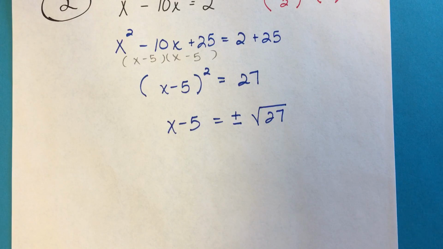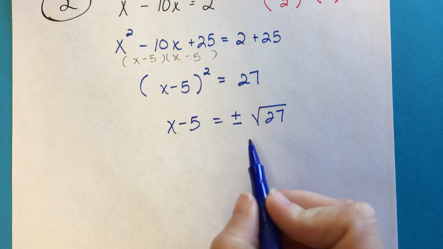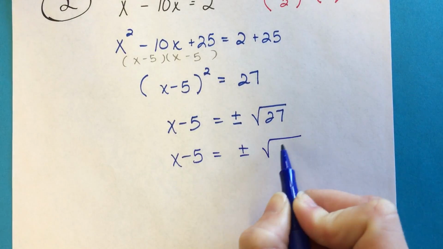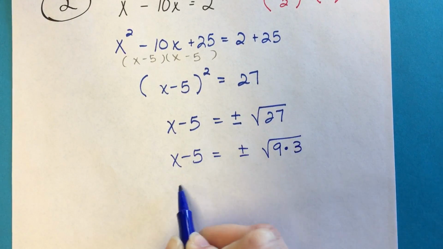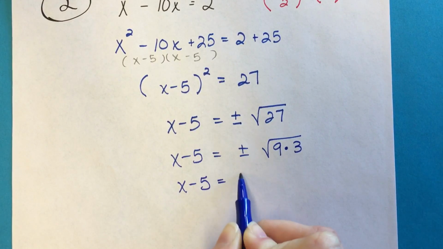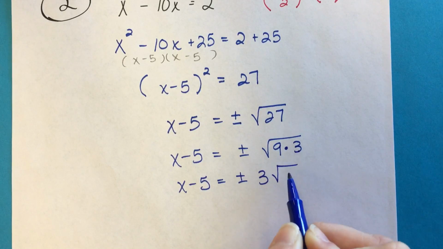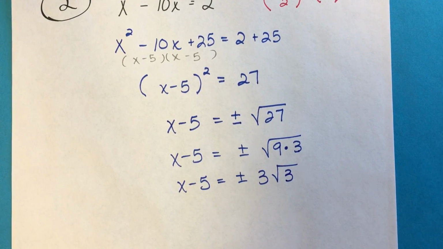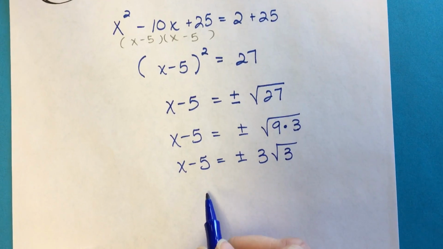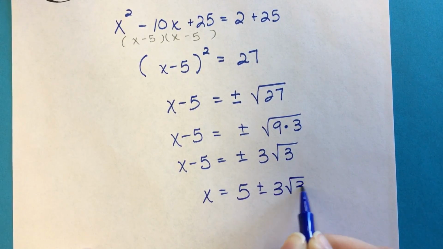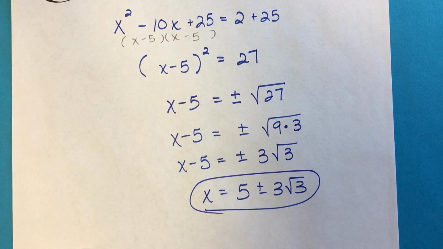Find what number in that list will go into 27 evenly, and that would be 9. So you would rewrite this as 9 times 3. So square root of 9 is 3, and then this 3 is just left underneath the radical. And last, you would add your 5. There's your answer.